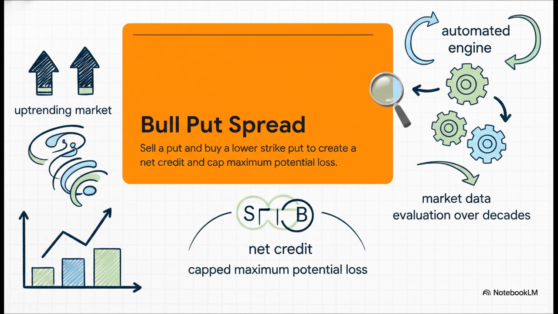Why do we do that? Well, it creates a net credit up front and strictly caps your maximum potential loss. It's a fundamental income strategy, and this engine totally automates evaluating it over decades of market data.